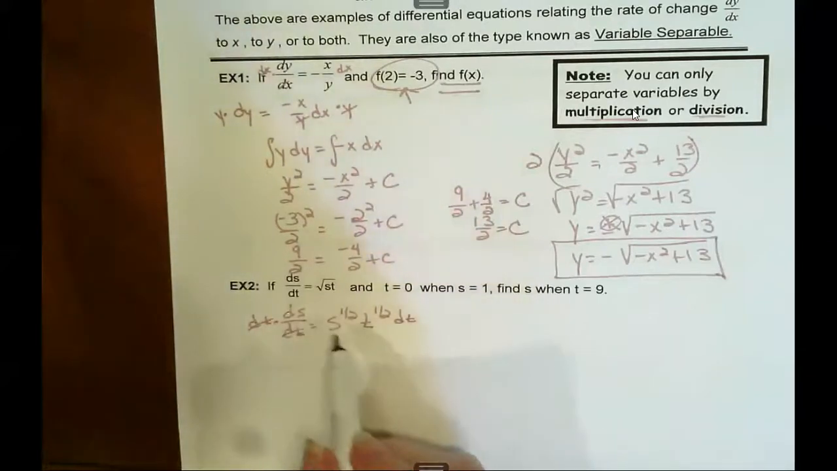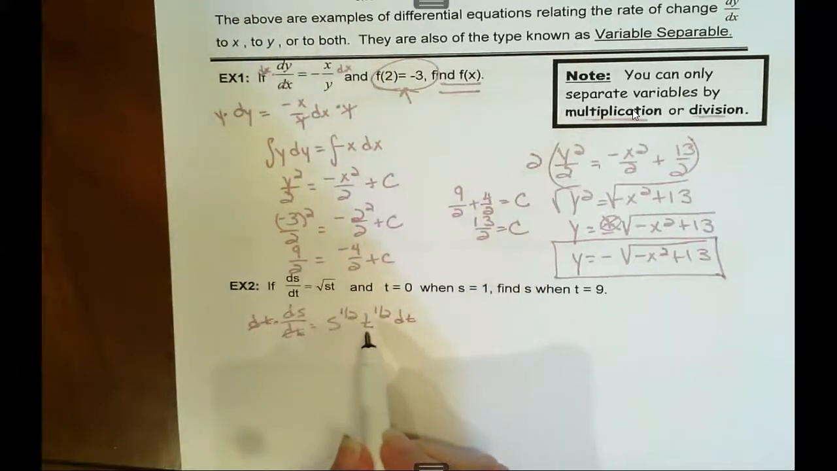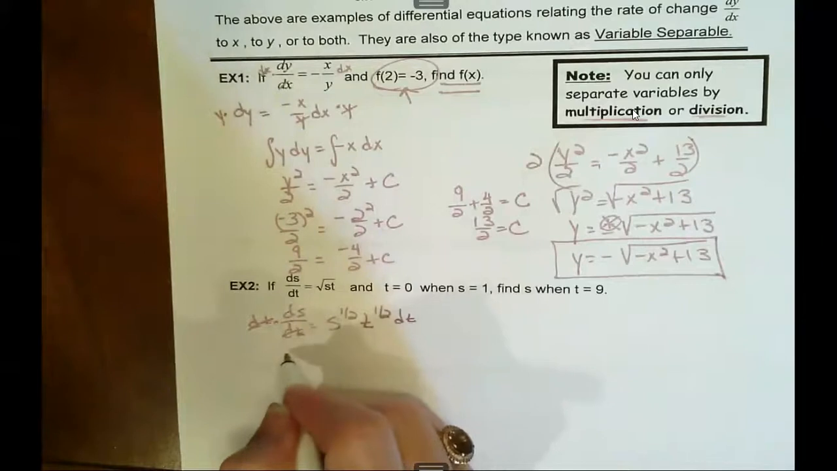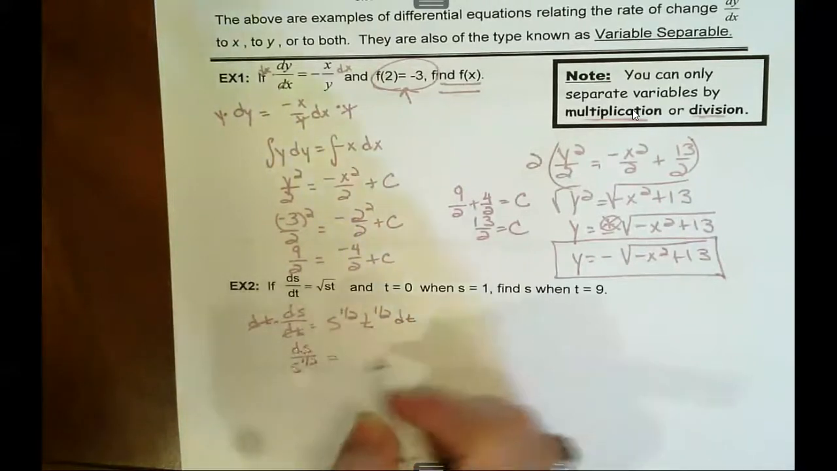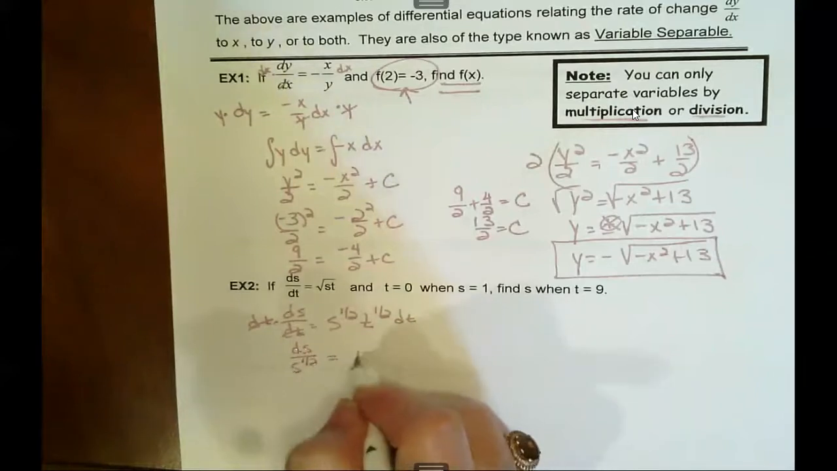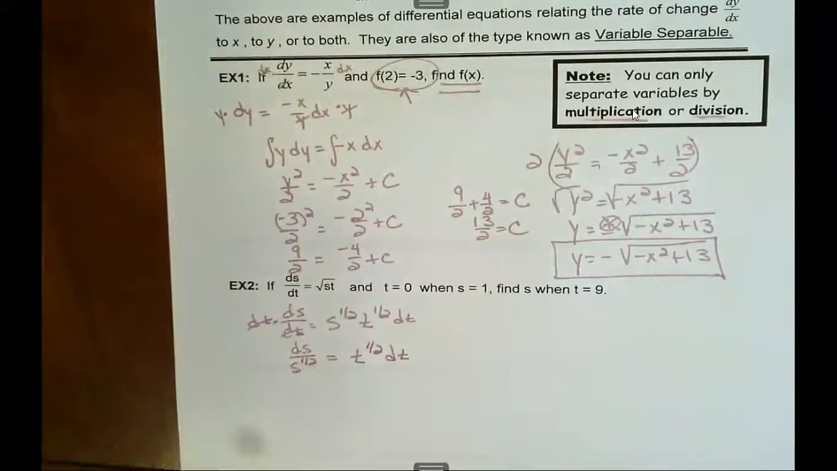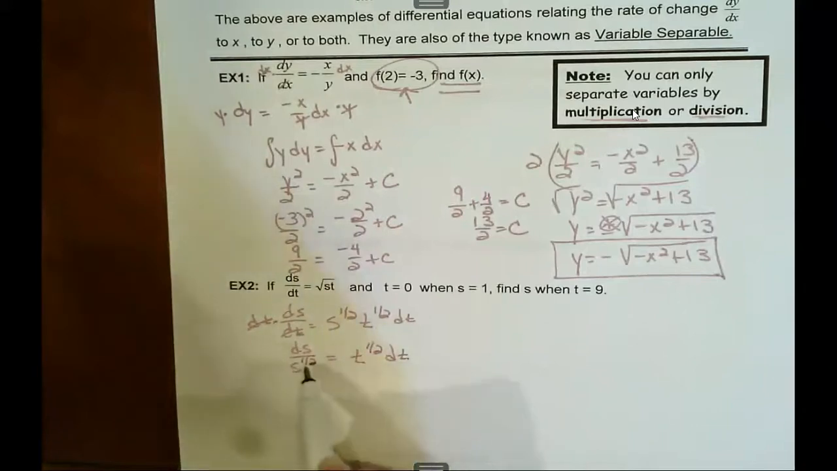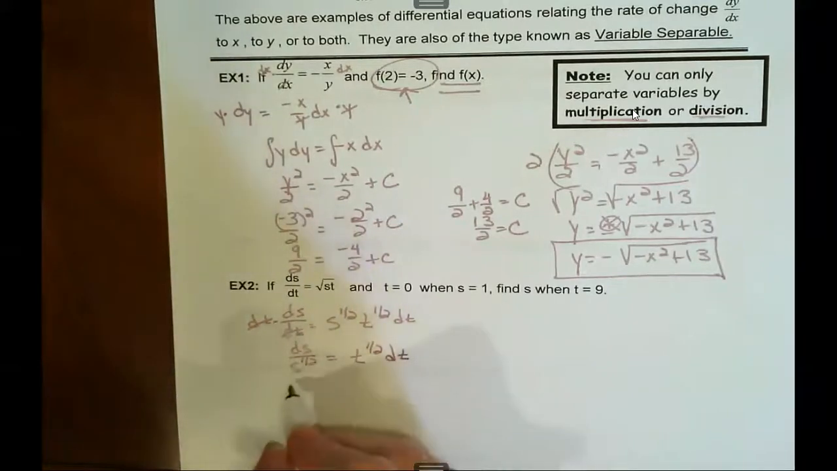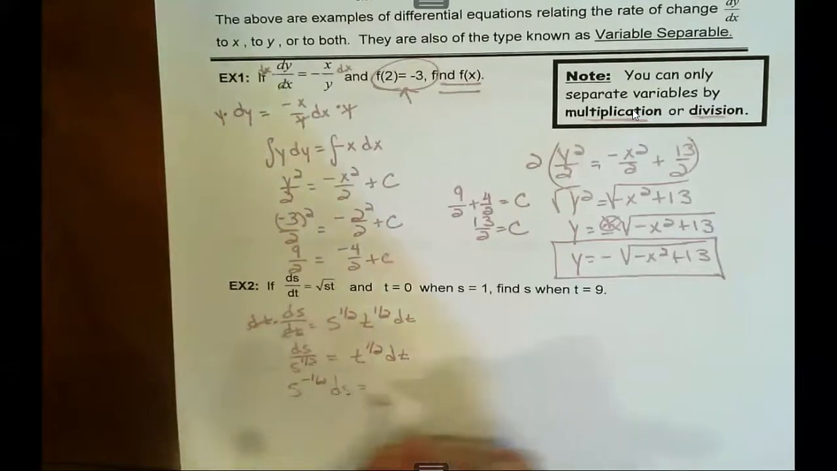And then we're going to divide by s to the 1/2. So I get ds over s to the 1/2 equals t to the 1/2 dt. Okay, well, we're going to integrate that. But before we set up our integration symbols, we might want to bring this up as a negative exponent. S to the negative 1/2 ds equals t to the 1/2 dt.